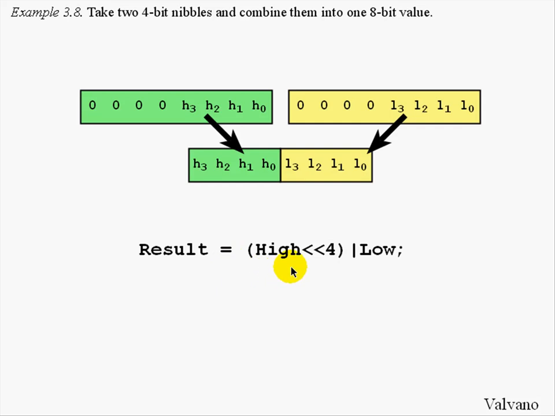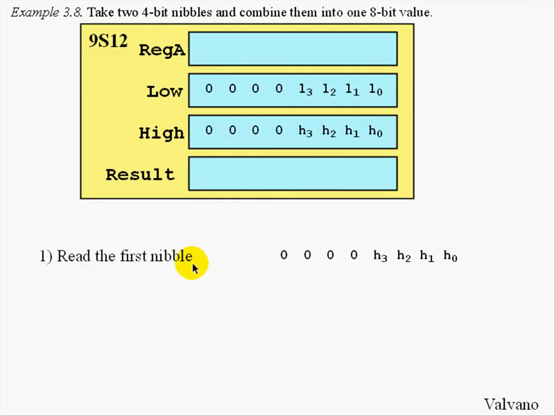In C, we see we could take one of the nibbles, shift it left 4 times, and then combine it with the other nibble to create the result. The way we're going to solve this is a 4-step process.